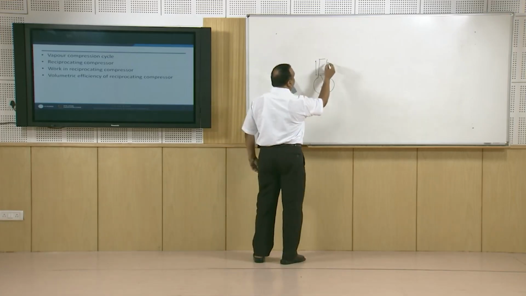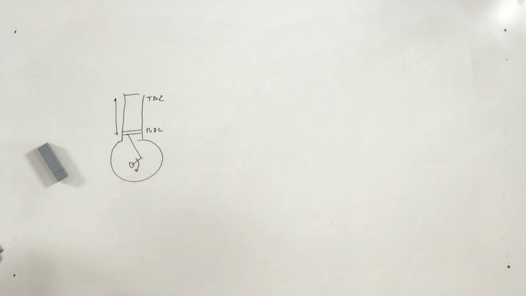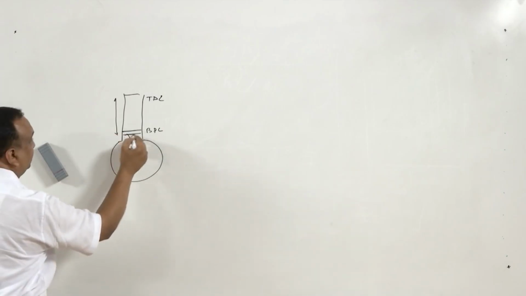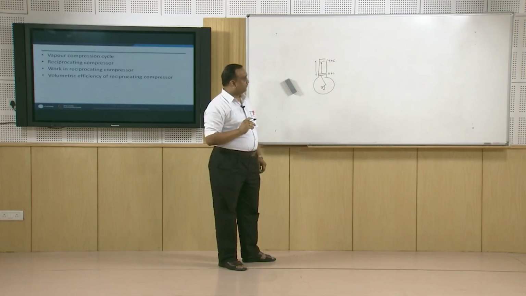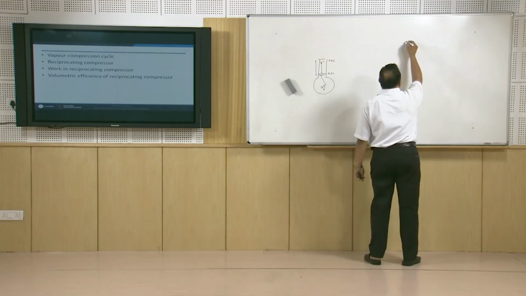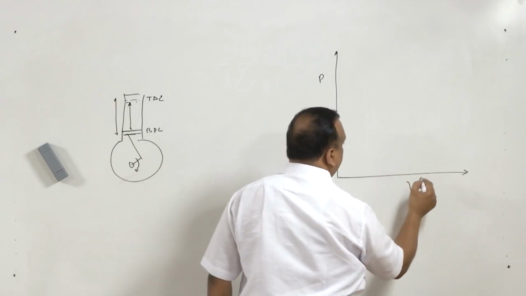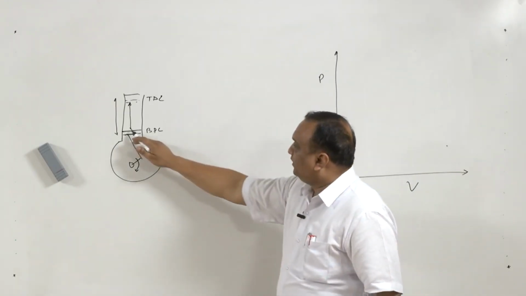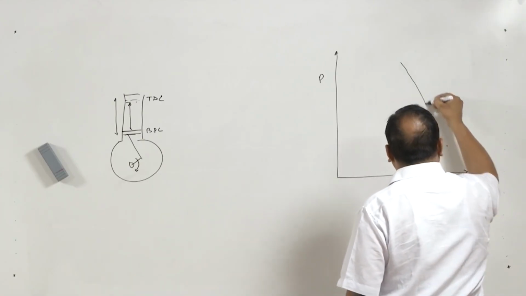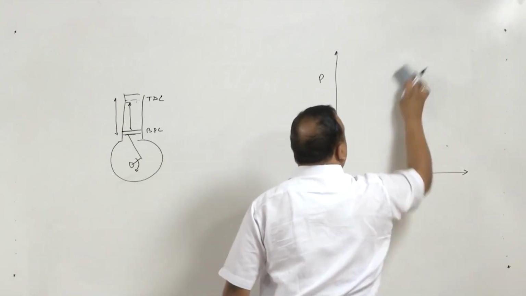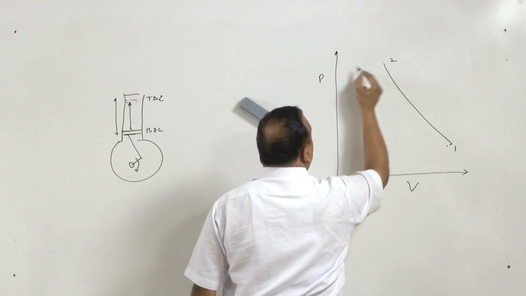There are two positions, top dead center and bottom dead center, where the change in the direction of the movement of the piston takes place, and this length is known as stroke of the compressor. Now, if we draw this on PV diagram, starting from state 1, when the piston is at bottom dead center, compression takes place, and this compression process is a polytropic compression process, state 1, state 2 and state 3.